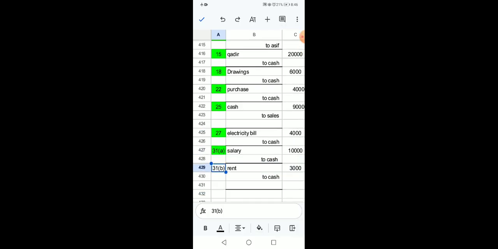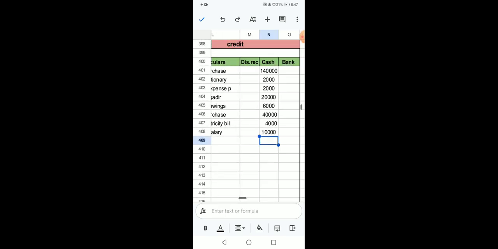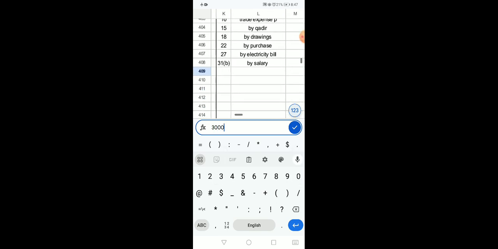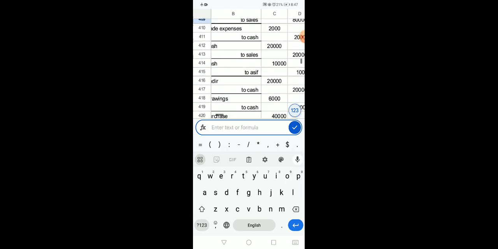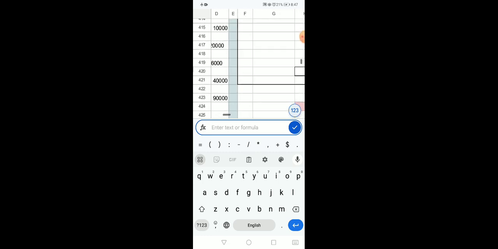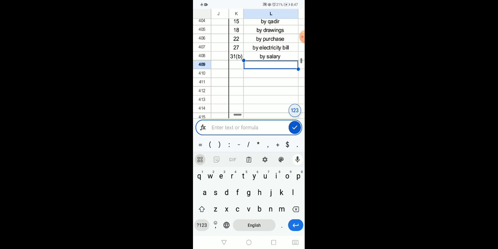Next entry is 31B, where there are two elements, but only one element will go to the cash book, that is cash, which is credited by 3,000. Go to the credit side of the cash book, write down 3,000 in the cash column, credit side. Now see its reference. What is written on the opposite side of the cash? That is rent. So mention here rent with an additional word of by.